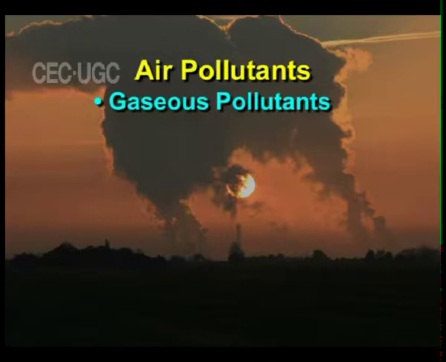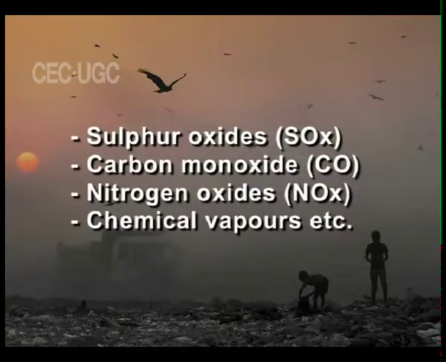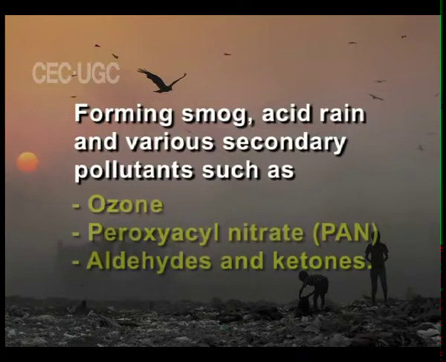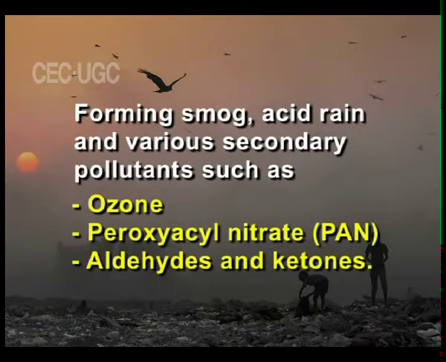Gaseous pollutants. Another type of pollution is the release of noxious gases such as sulfur oxides, carbon monoxide, nitrogen oxides and chemical vapors, etc. These can take part in further chemical reactions once they are in the atmosphere, forming smog, acid rain and various secondary pollutants such as ozone, peroxyacyl nitrate, that is PAN, aldehydes and ketones.